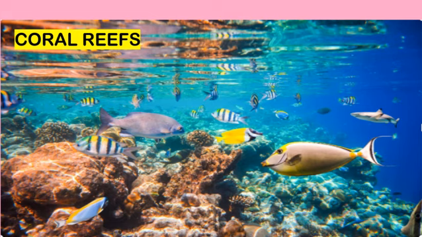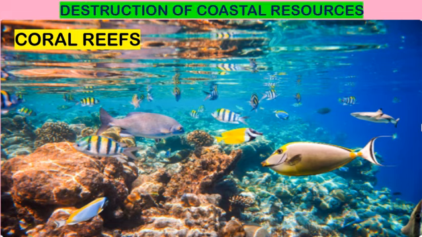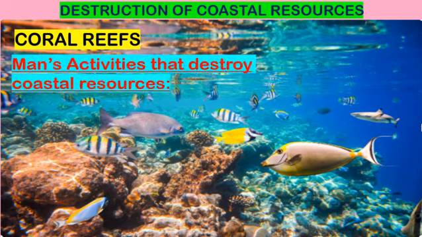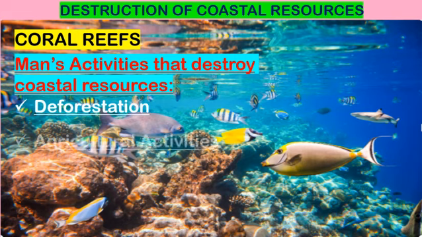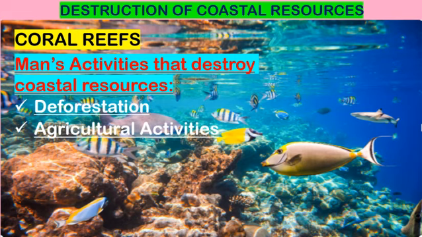But because of man's activities, coastal areas are getting destroyed through the years, and destruction of coastal resources is another global and environmental problem faced by humankind. Some human activities which are considered the primary reasons why coastal resources are being destroyed are the following: deforestation, some agricultural activities, and mining activities.